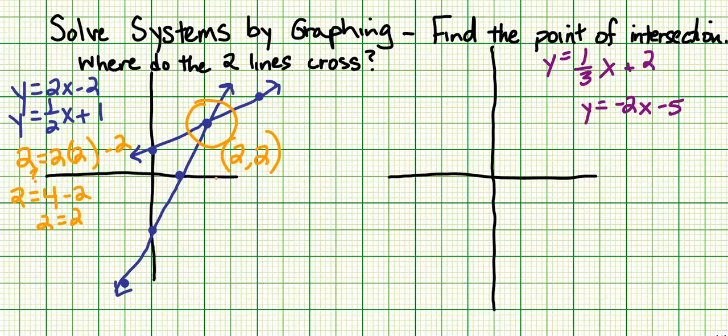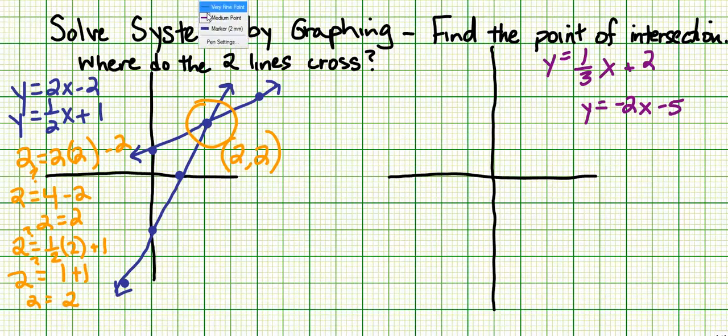What if I plugged (2, 2) into the second equation? Does 2 equal half of 2 plus 1? Well, what is half of 2? Half of 2 is 1. Does 1 plus 1 equal 2? Sure, 1 plus 1 is 2. So (2, 2) works in both equations and makes true statements. And it just so happens to be the place where the two lines cross on the coordinate plane. (2, 2) is the solution.